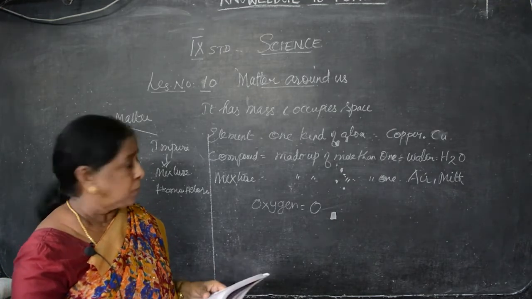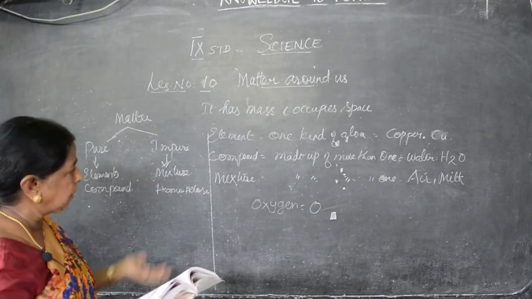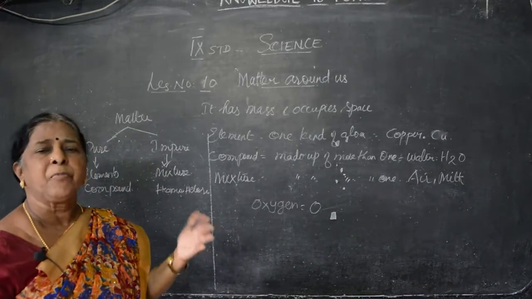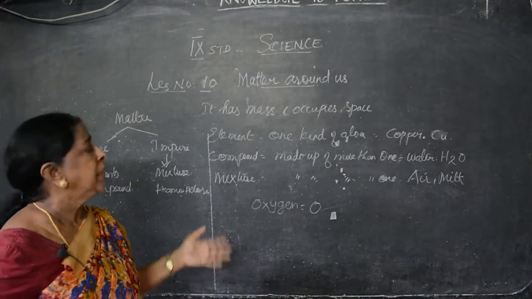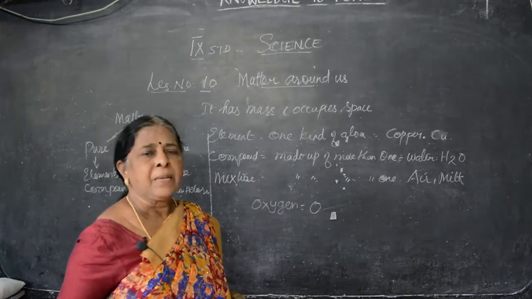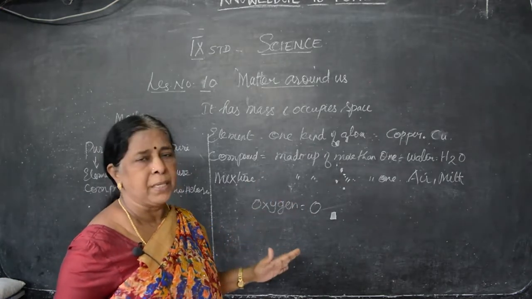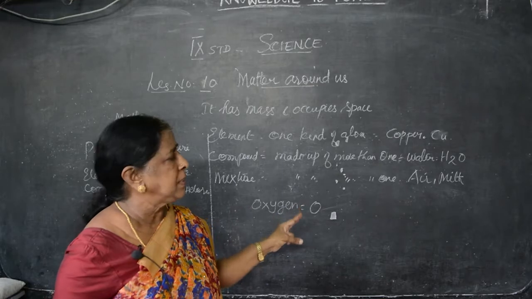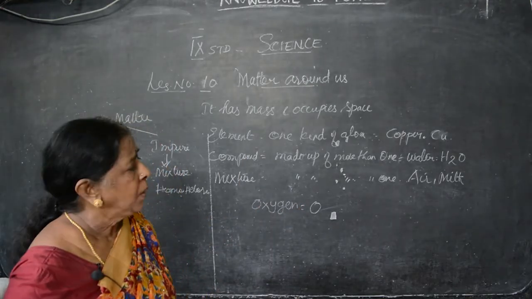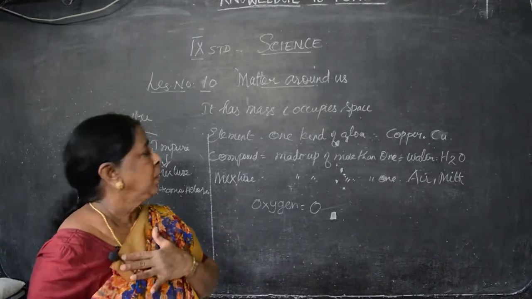Now we have to see element. It is made up of only one kind of atom, as in the example I gave. Now compound is made up of more than one kind of atom, combined together in a fixed ratio. For example, water: wherever you take water, the formula is H2O only. That means 2 atoms of hydrogen combine with 1 atom of oxygen and become water. So the ratio will not change, it is a constant ratio.